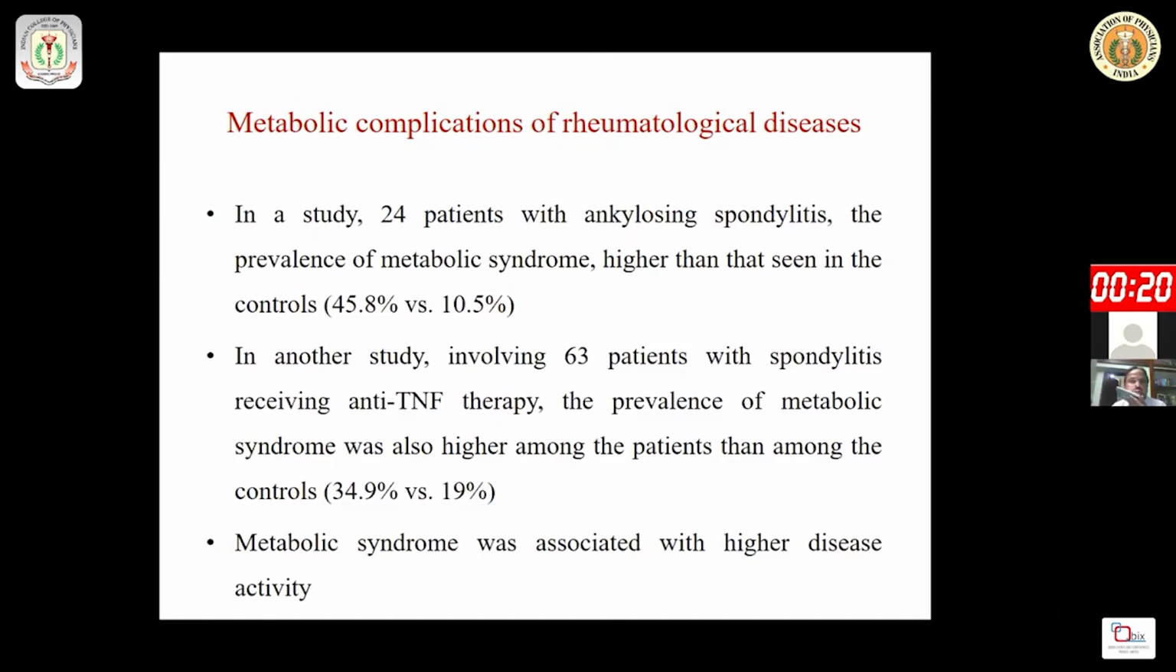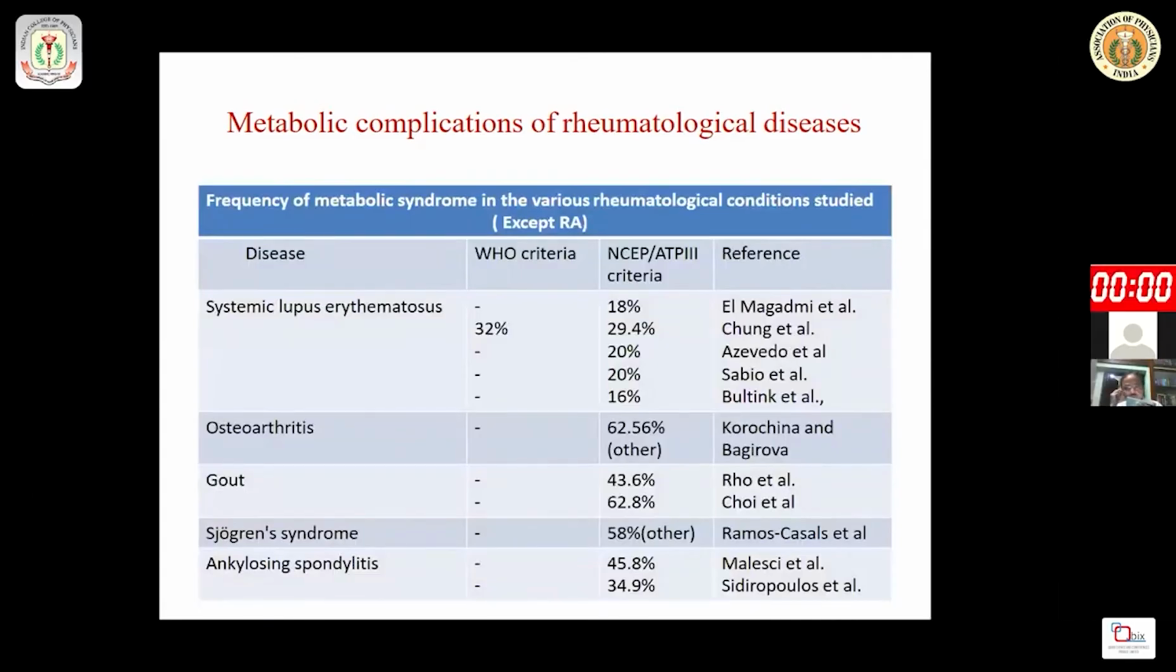In ankylosing spondylitis, the prevalence of metabolic complication is commonly 45% in comparison with control 10%. But in patients on anti-TNF therapy, metabolic syndrome is still very high, in case of psoriatic arthritis and ankylosing spondylitis. So metabolic syndrome is always associated with very high disease activity. Next.